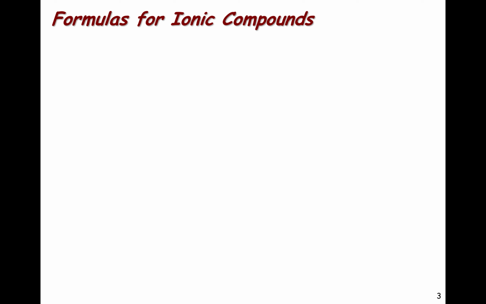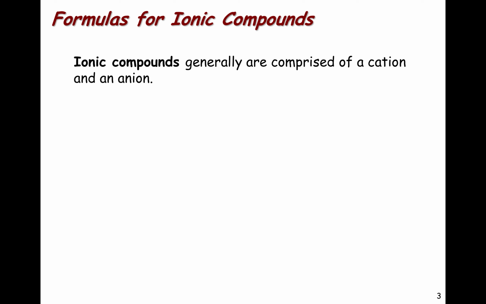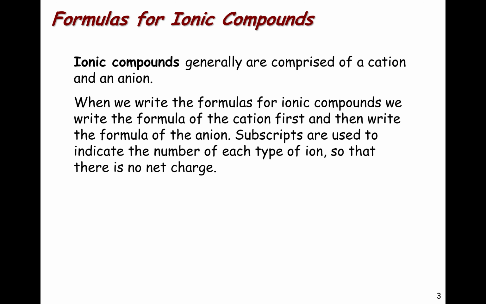When we write the formulas for ionic compounds, we sometimes will need to take into account that the cations and anions can either be monoatomic or possibly polyatomic. When we write these formulas, we typically will group together the cations and write them first, and using subscripts to indicate how many of the cations there are in the formula. And then finally, we will also indicate how many anions are present with a subscript as well.